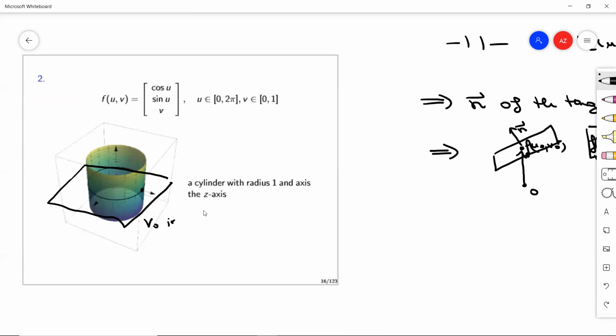V0 is fixed. So the plane is in fact 0, 0, V0. No, 0, 0. X and Y are free. X, Y, V0, X and Y vary. So this is in fact Z is V0. And what is the coordinate curve? The coordinate curve is just this circle.